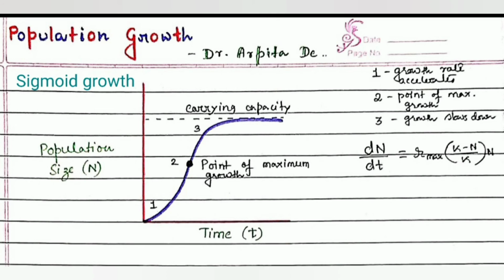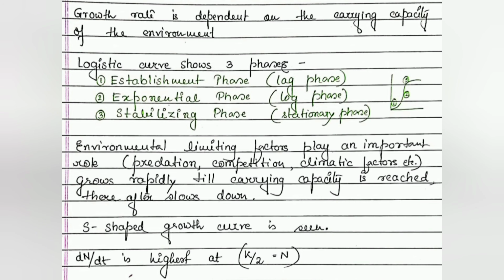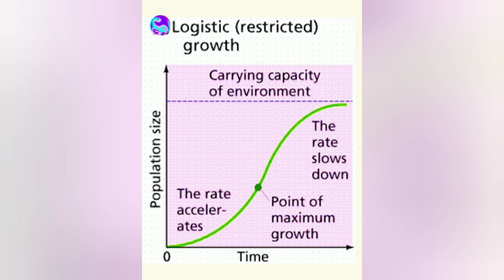Now see the characters here. Logistic curves have got 3 types of phases: establishment phase, exponential phase and stabilizing phase. Okay. Now environmental limiting factors play an important role here, like predation, competition, climatic factors and so on. Now here the population grows rapidly till carrying capacity is reached. Thereafter it slows down. Okay, and it gives rise to an S-shaped curve.